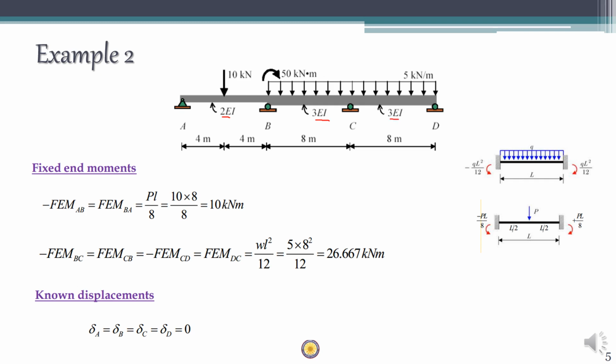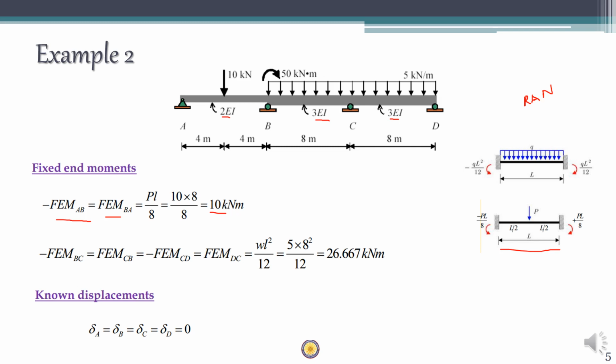So for span AB, the loading is a central point load, which means that you can calculate FEM by this particular equation. On the left hand support, FEM AB is going to be an anti-clockwise reactive moment. Reactive anti-clockwise moments are negative, which means that FEM AB is negative and FEM BA is positive, which is equal to PL by 8. P is 10, L is 8. So we have FEM AB is equal to minus 10 and FEM BA is equal to 10.